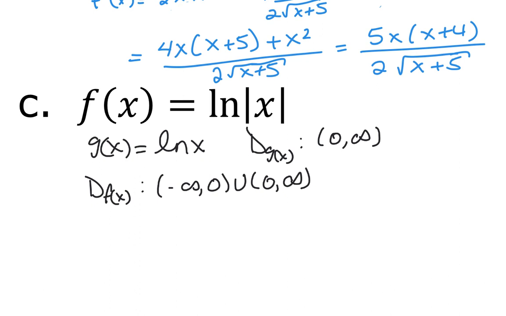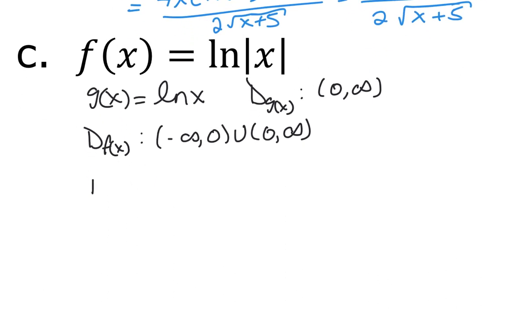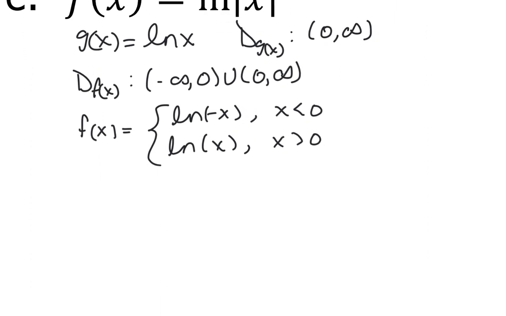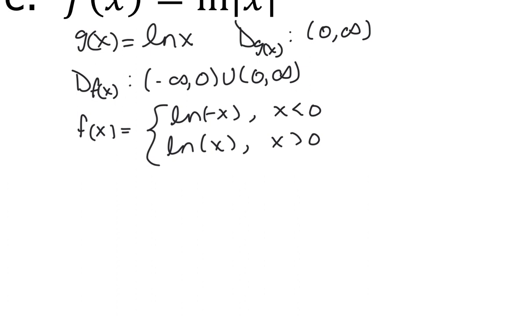So what I'm going to do is consider this f of x as a piecewise function. I'm going to take the left piece: the natural log of -x when x is less than 0, and the natural log of x when x is greater than 0. That way, when x is negative, I can do the double negative, which will make it positive. And that allows me to do the derivative, because we've never learned how to do the derivative of an absolute value.